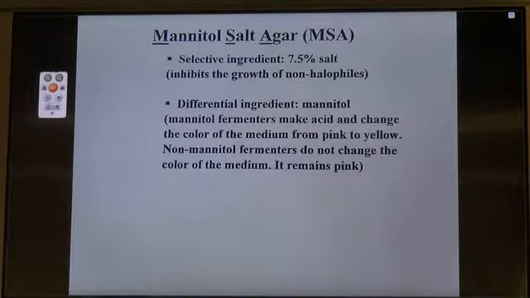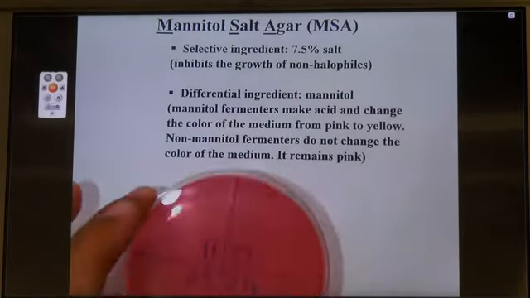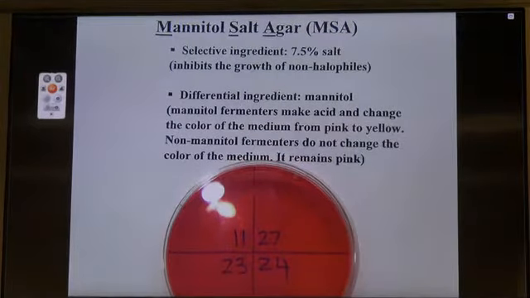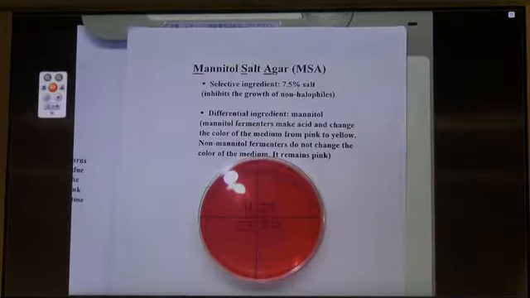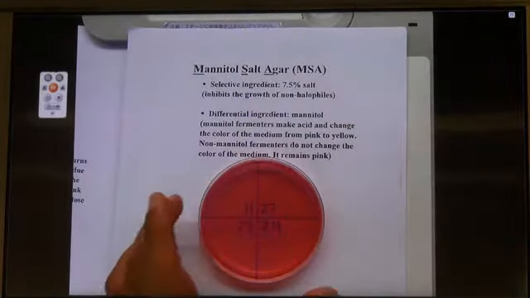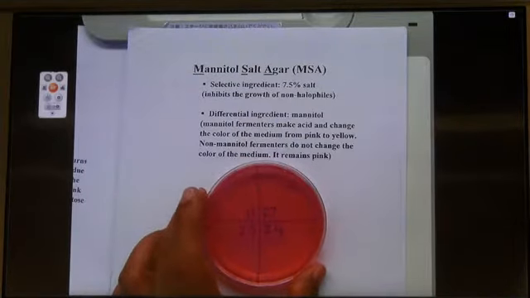Experiment number 13, selective and differential media. So go ahead, please. Look at your plates. We are starting with the first plate, mannitol salt agar. And let me put the plate right here so you can look at the plate, how it appeared before it was inoculated. This is the original plate, mannitol salt, before we inoculated it. The plate was pink.